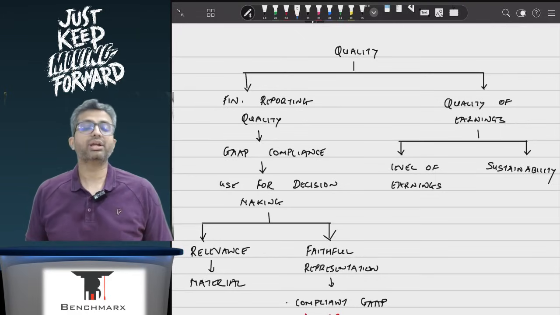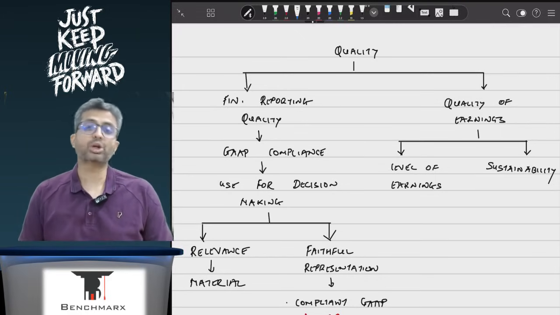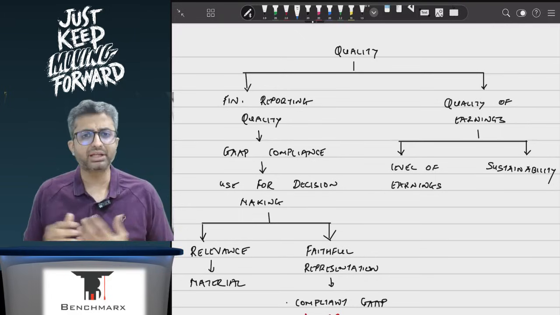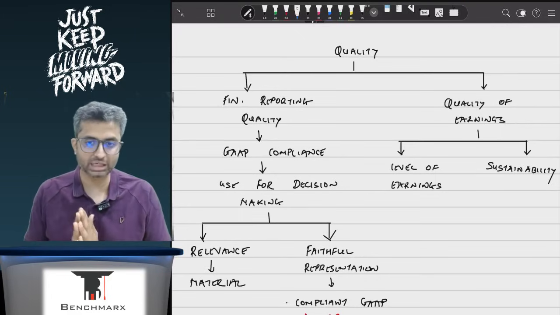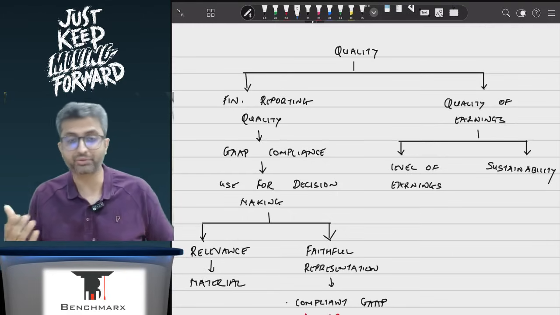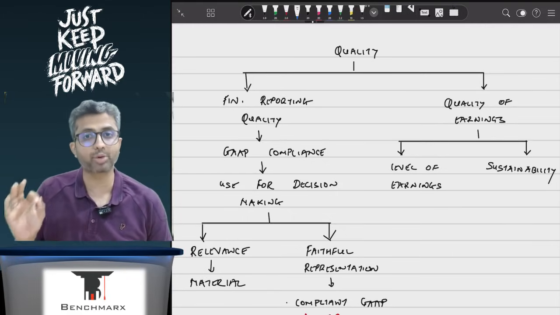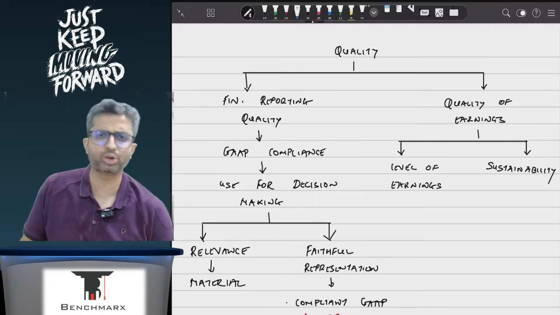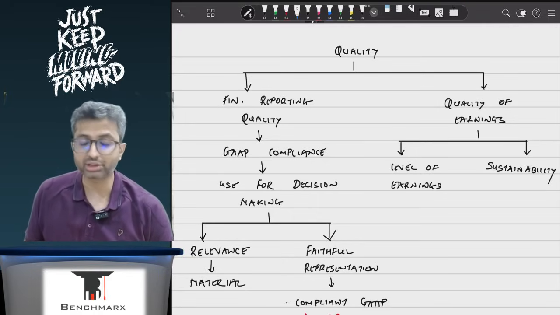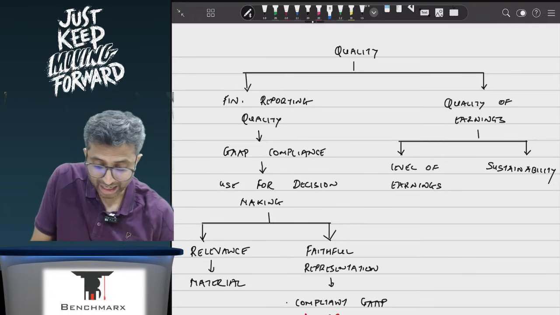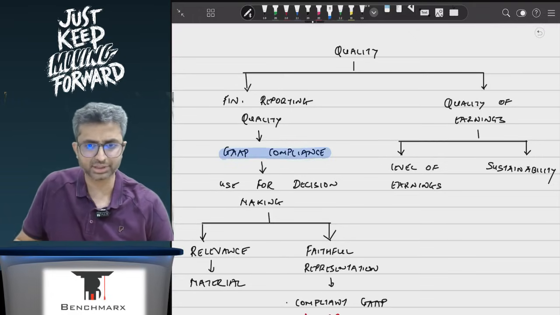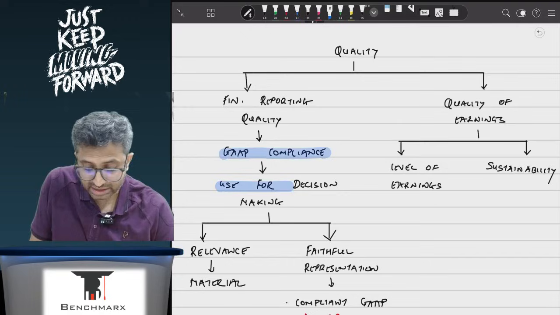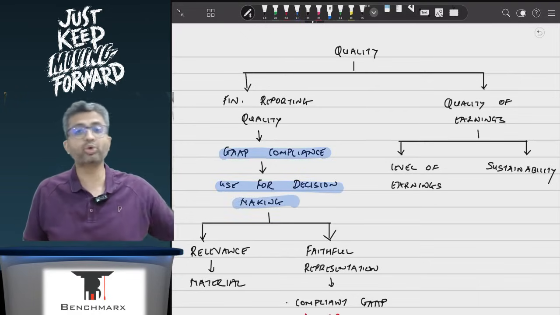Okay, so if we go into financial reporting quality, there are 2 things that you are looking at. First is the quality of reporting, that is, are you complying properly as per GAAP, maybe US GAAP if in the US, or internationally then IFRS. So you will look at the GAAP compliance, that is the first thing, and are these statements that you have given useful for decision making.